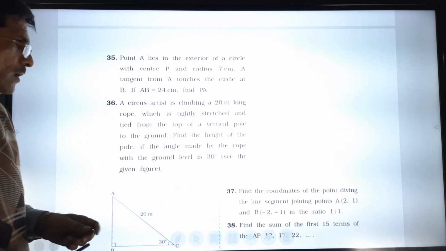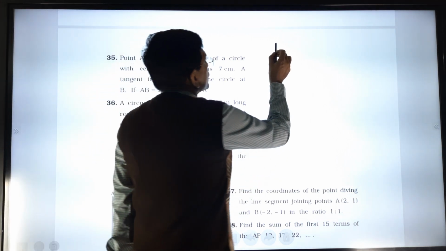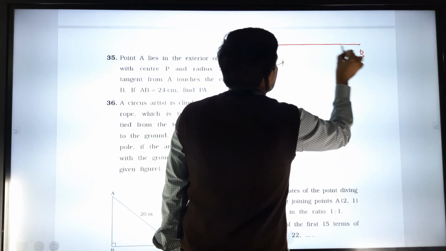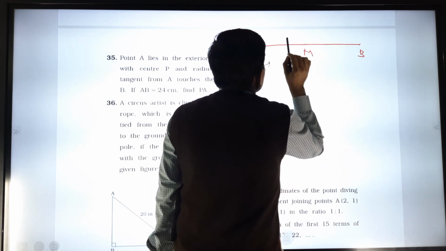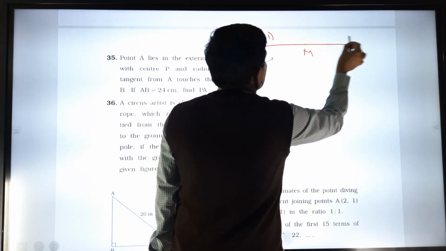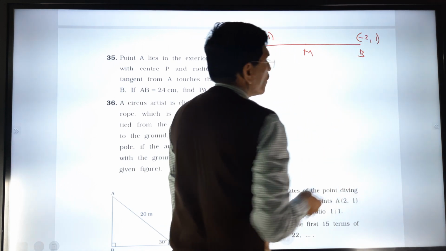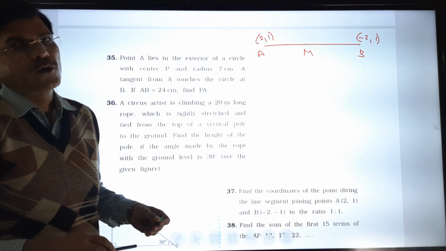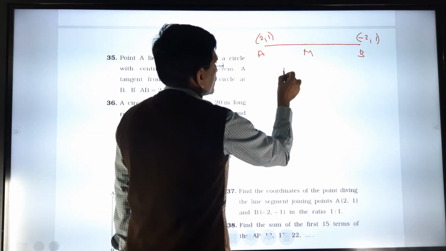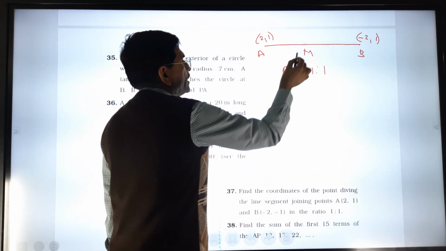Find the coordinates of the point dividing the line segment joining A and B by ratio 1:1. So you will see that if we do 1:1, it is called the midpoint. The coordinates of A are 2, 1 and coordinates of B are -2, 1. I think it is easy if you go for the midpoint theorem. We know that we can take the midpoint theorem when the ratio is 1:1, that is equal distance.